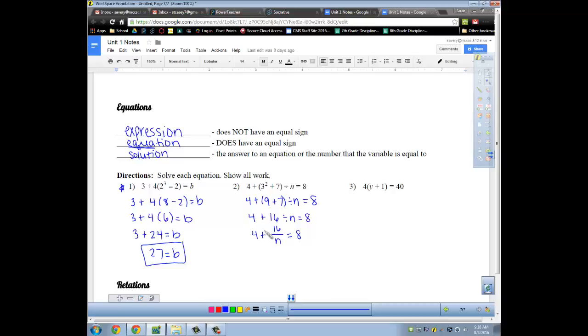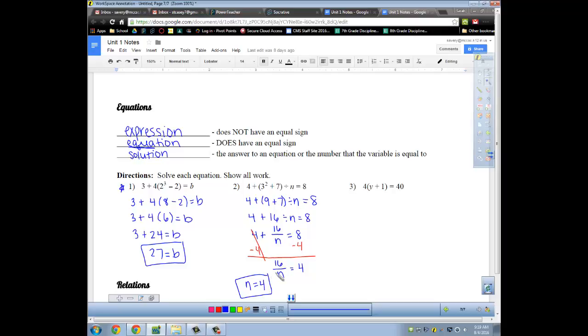So what we're going to do is get rid of this 4 first. Since that's a positive 4, I'm going to subtract 4 on both sides to get rid of it. So now I have 16 over n equals 8 minus 4 is 4. Now we would normally get the variable by itself, but if we look at this, we can think 16 divided by what is equal to 4. And we know that 16 divided by 4 equals 4, so n is going to equal 4.